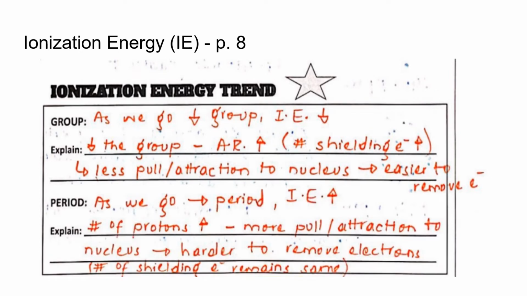Comparatively, we said that across the period, the atomic radius decreases because there's more pull, more attraction between the nucleus and the valence electrons. So in that case, it's going to be harder for us to remove the electrons from the outermost orbit, which is why the ionization energy will increase, because we need more energy to remove an electron from the valence orbit.